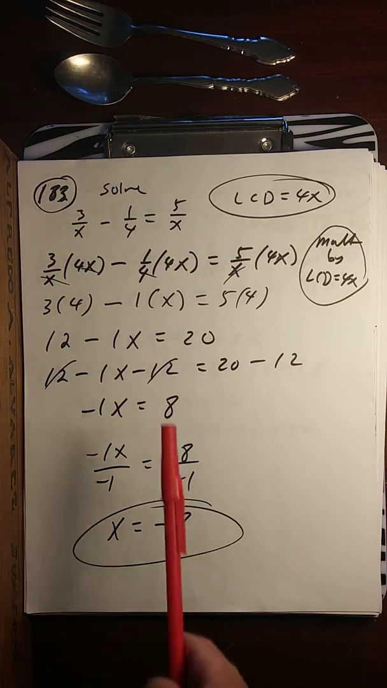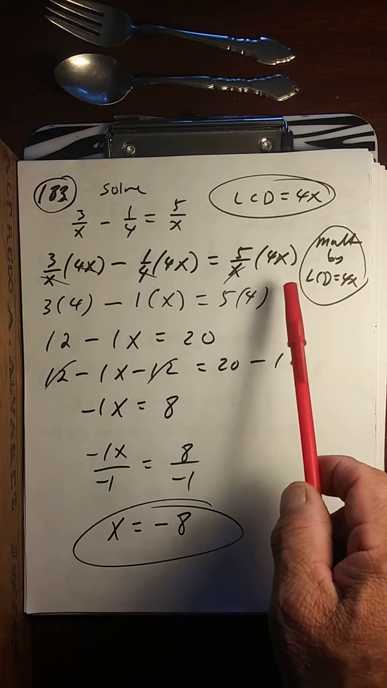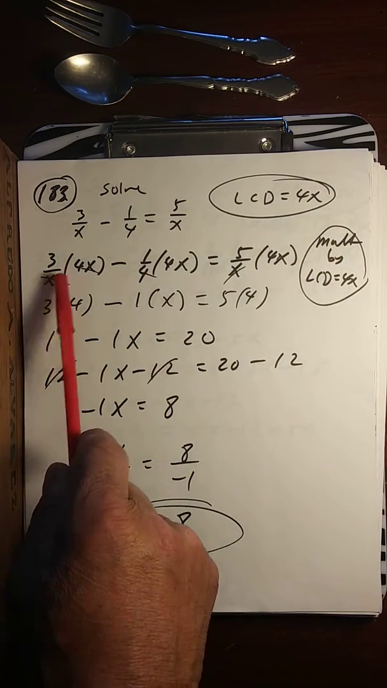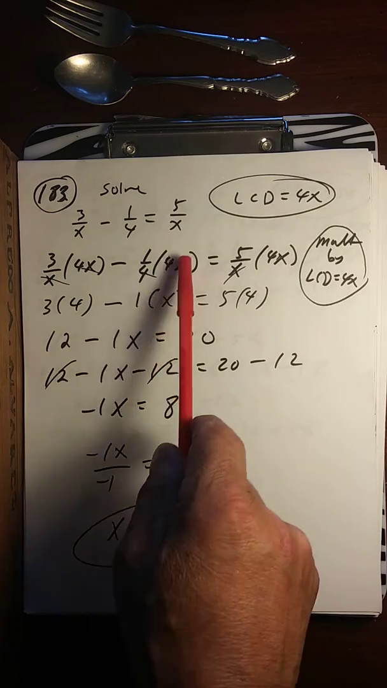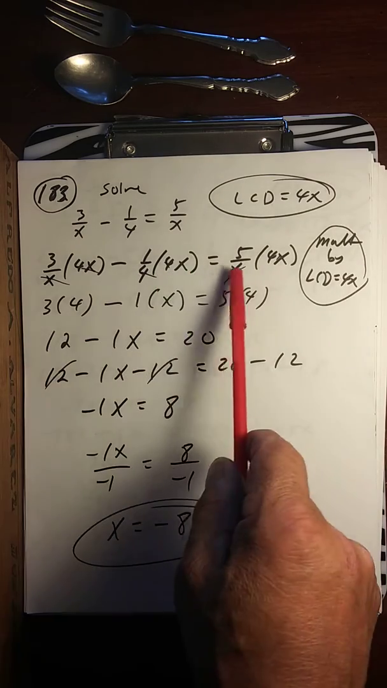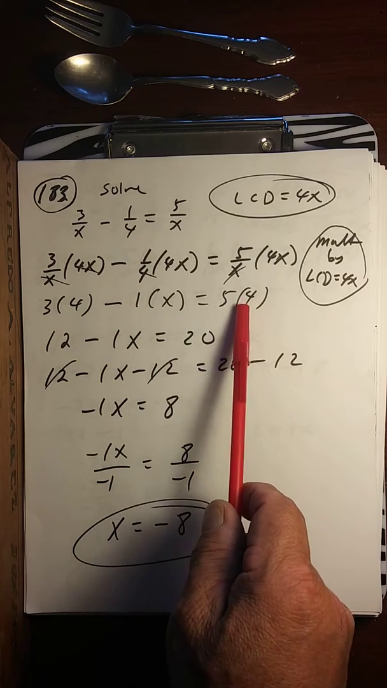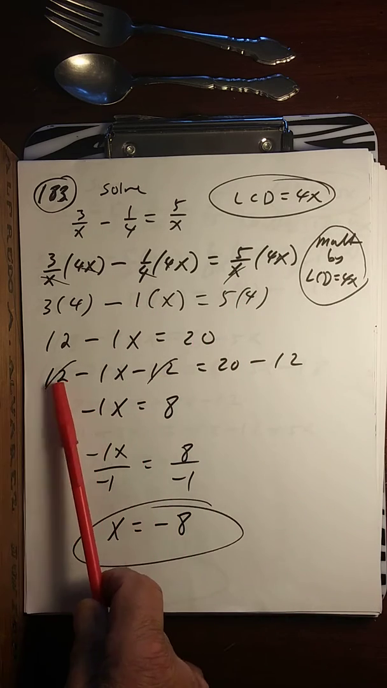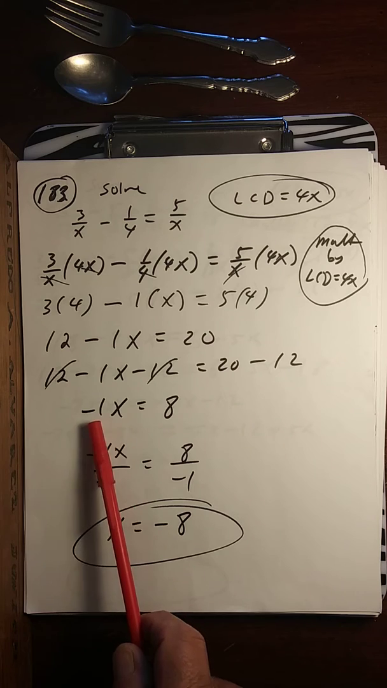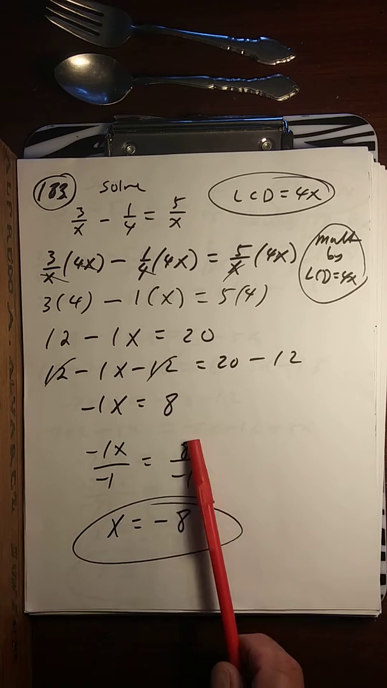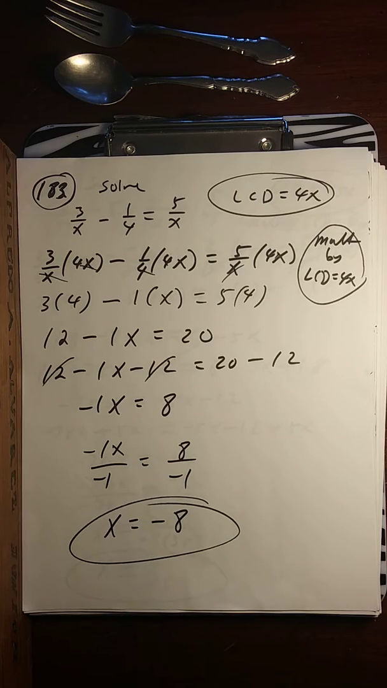Next one. Multiply by the LCD. Since we have fractions, the LCD is 4x. So multiply 4x. Divide this into this is that. This one into this one is that. And that one into that one is that. So now we have 3 times 4 is 12, minus 1x equals 20. So minus 12, these are gone. So negative 1x equals 8. Divided by negative 1, these are gone.